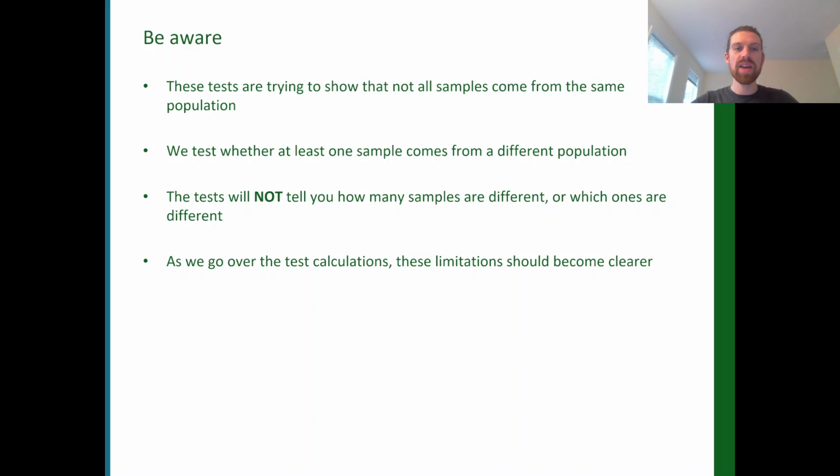So just be aware here, and I'm highlighting this again, that these tests are showing that the samples that we've got don't all come from the same population, okay? And we test whether at least one of those samples comes from a different population, so that's the driving logic for these approaches. But the tests don't tell you how many different populations these samples might come from. It's just saying whether there's a significant difference, okay?